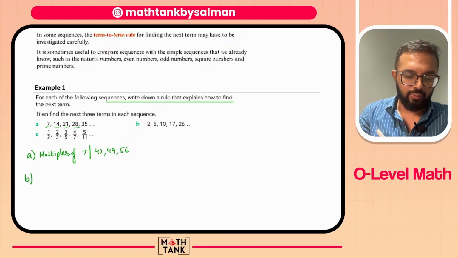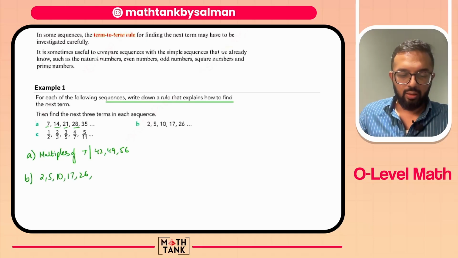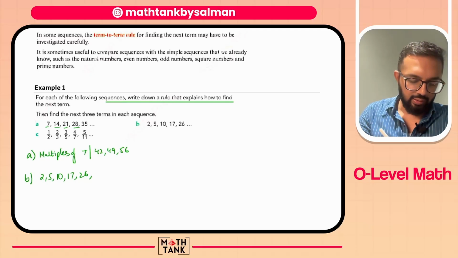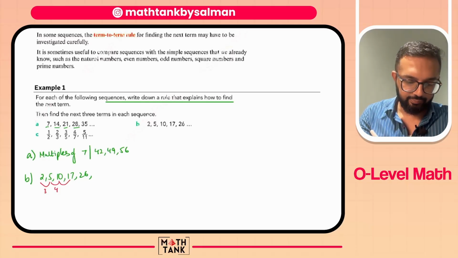Okay, so 2, 5, 10, 17, 26. Okay, let's see what the next term should be, and then we'll decide what the rule is. That's adding 3, adding 5, adding 7, adding 9.